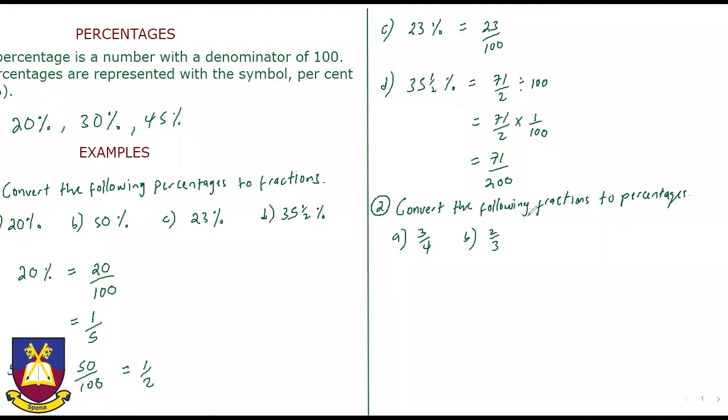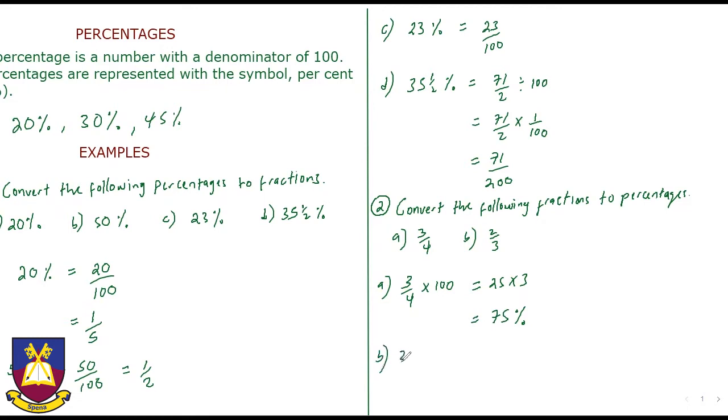Convert the following fractions to percentages. In order to convert any fraction to percentage, 3 over 4, we just multiply the fraction by 100, and then reduce. And this becomes, by 4, 25. 25 times 3, which is 75% with the symbol. That's how we convert a fraction to percentage.